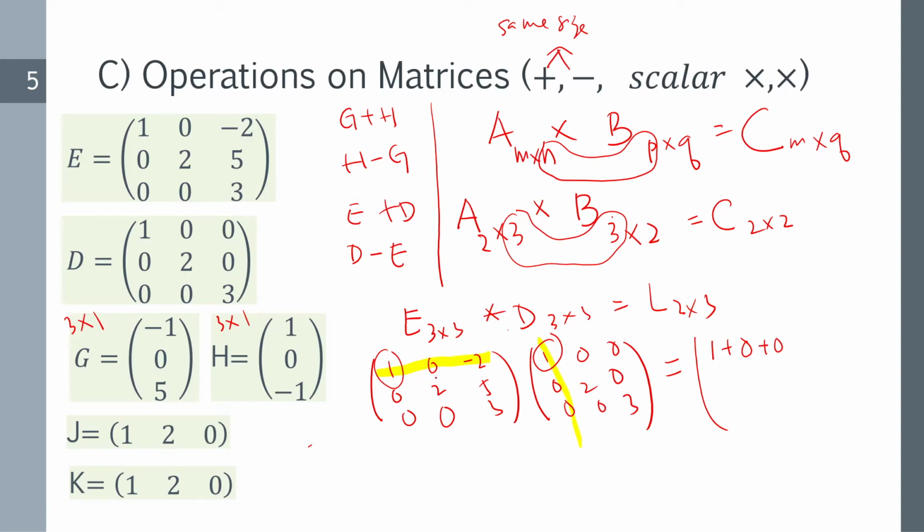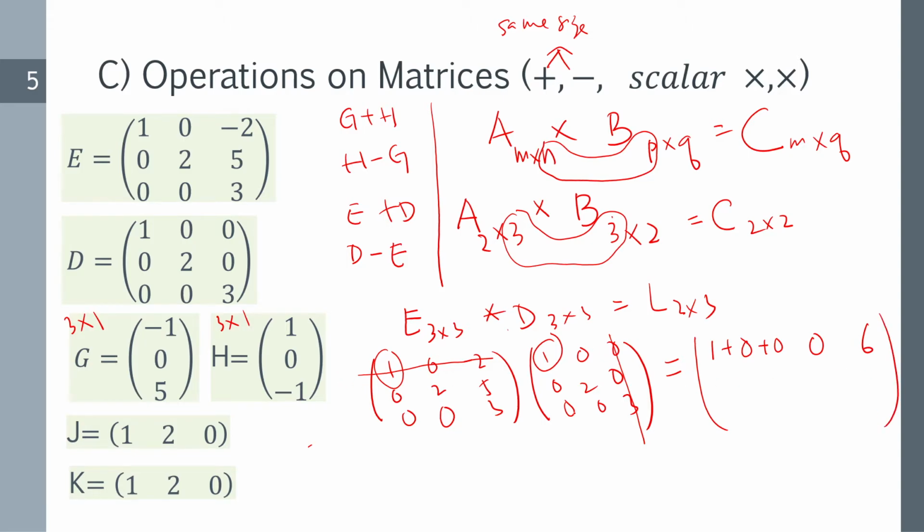Okay, after that, what are you going to do next? If you're going to move to the second element, the first row, second column, what you're going to look at is the same thing, the first row, but now you are looking at the second column. So same thing, the first multiplied with 0, 0 multiplied with 2 is 0, 2 multiplied with 0 is 0. And then the last one is first row, third column: 1 multiplied by 0, 0 multiplied by 0, 3 multiplied by 2 is 6.